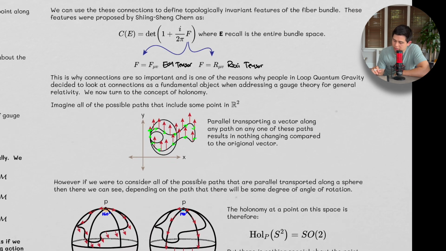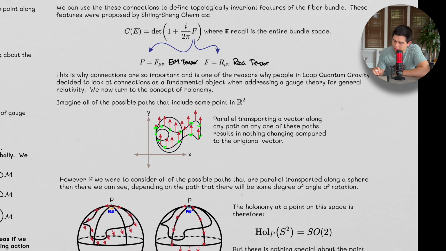So this is why connections are so important, and this is one of the reasons why people in loop quantum gravity decided to look at connections as a fundamental object when addressing a gauge theory for general relativity. So now we're going to turn to the concept of holonomy. I keep wanting to say holonomy one way, but I think it's properly said holonomy.